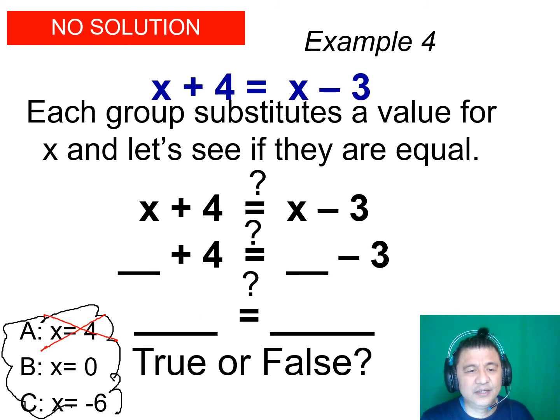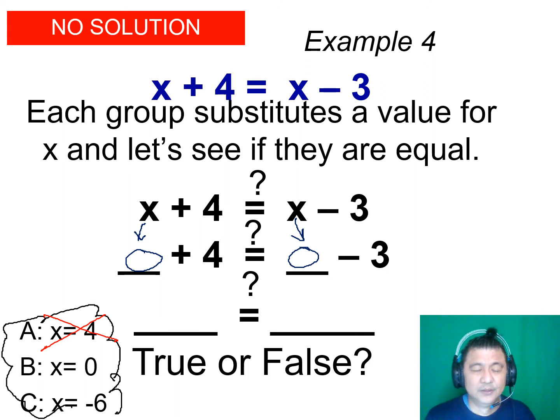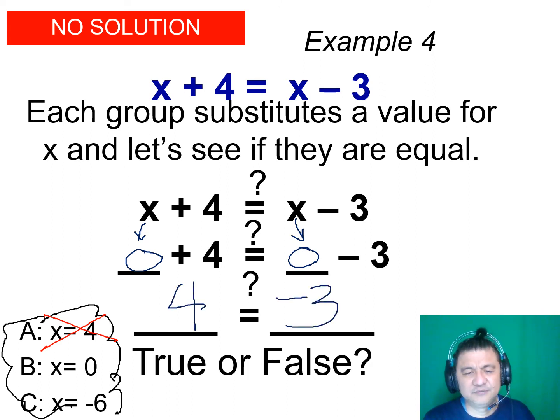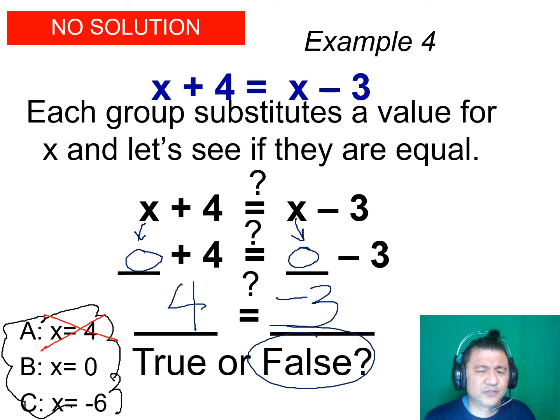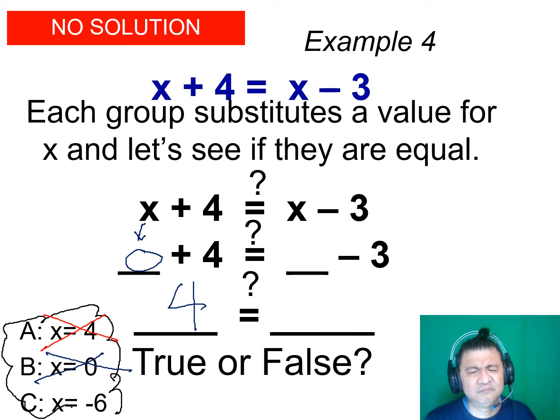Let's try 0. Let's substitute 0 for x. So 0 plus 4 is 4. 0 minus 3 is negative 3. At the end, is 4 equal to negative 3? They cannot be equal. So that's a false statement. So again, x cannot be 0. All right, let's try another one. How come there's no solution yet? Let's try the next one.